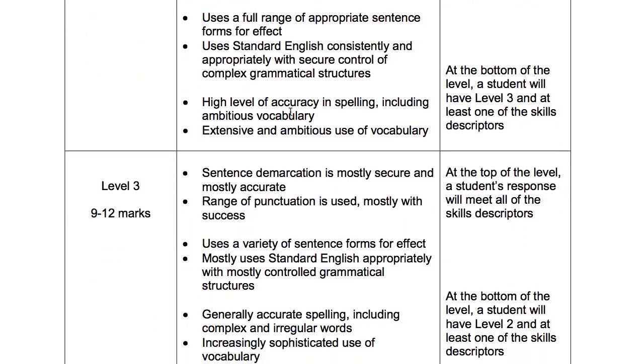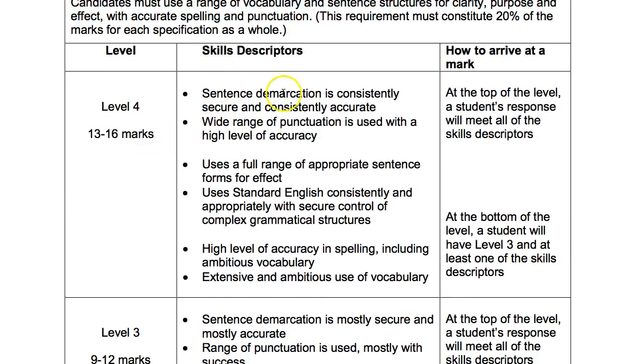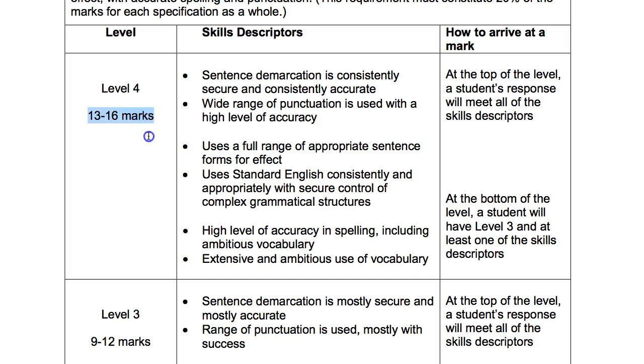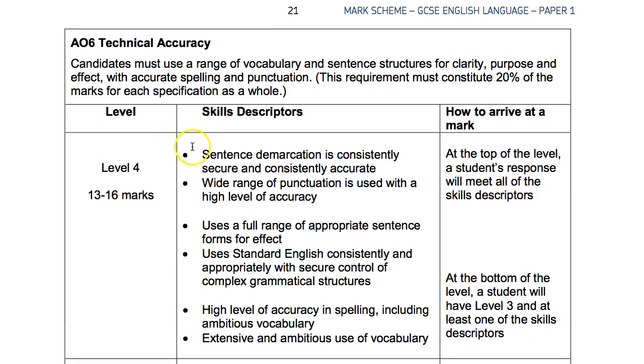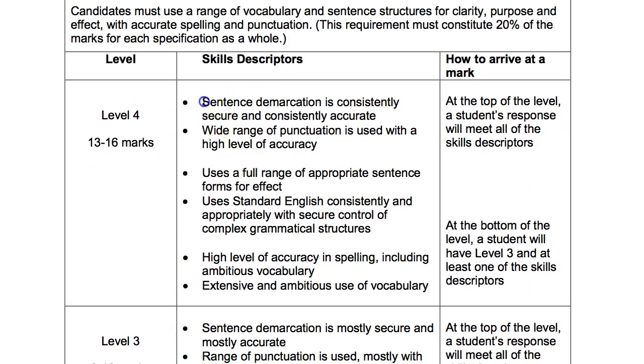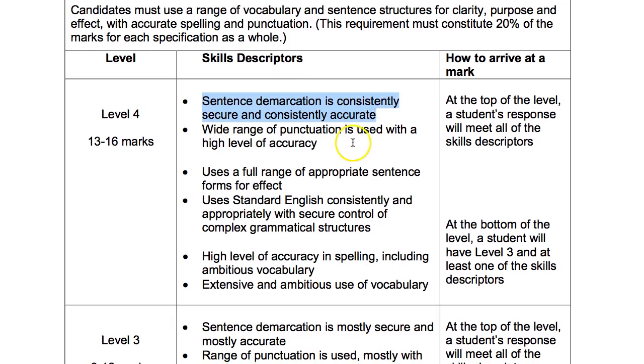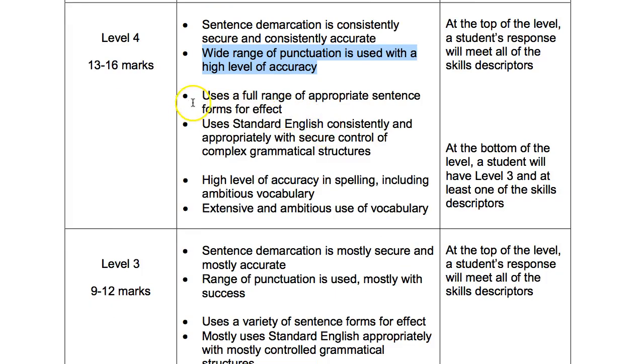So we're going to go straight in at the skills descriptor. Notice there's no gut reaction descriptor here that we had on the content and organisation section, so you have to go in at the bullet points. So the sentence demarcation is consistently secure, but there isn't a wide range of punctuation at all. Does he use a wide range, a full range of sentence structures? Well, he's got those 2 long ones. In a longer piece of writing, he might show that he does, but not here. He doesn't use standard English consistently because of his mistake with tenses.